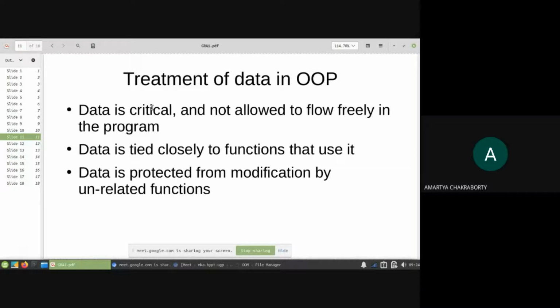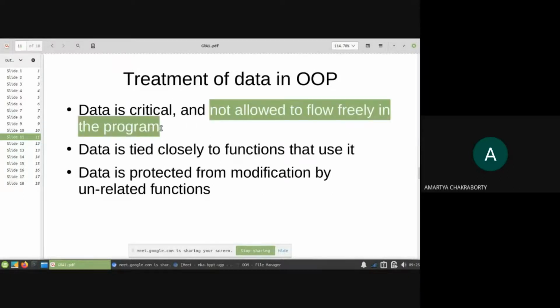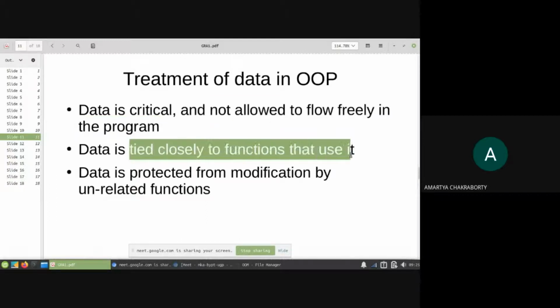So in object oriented programming, the main focus is on data. Data is critical, and it is not allowed to flow freely in the program. Data is also tied closely to the functions that use it. So this would seem like having local data, local variables, not global variables, and they are tied closely to the functions. Now, how are they tied? That we would also come to.